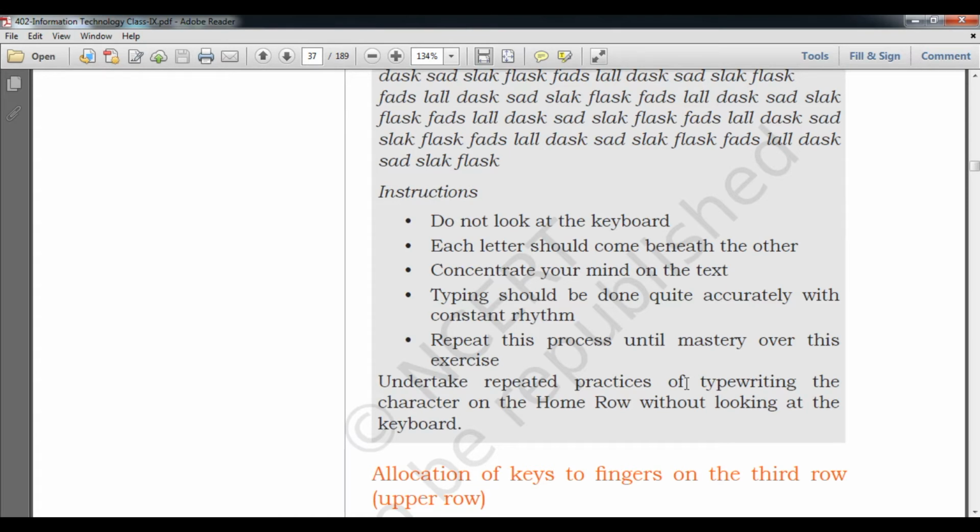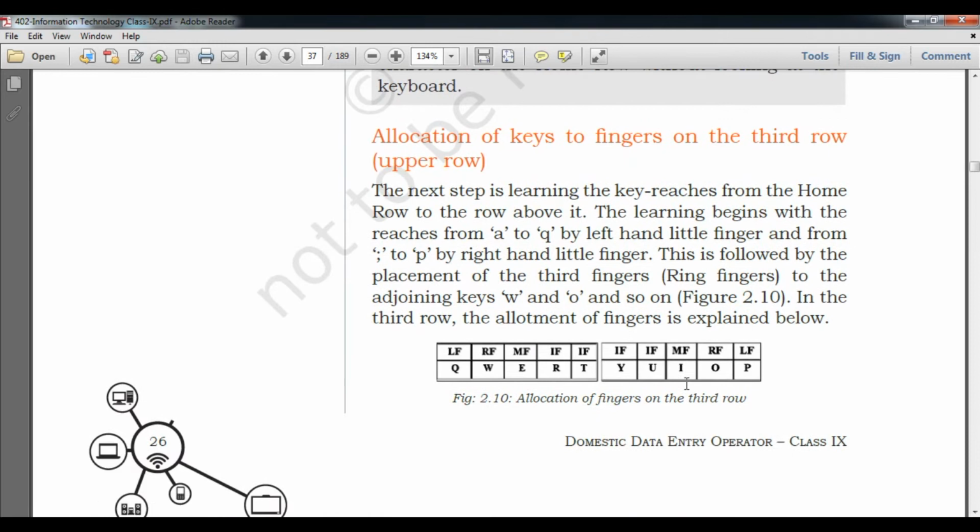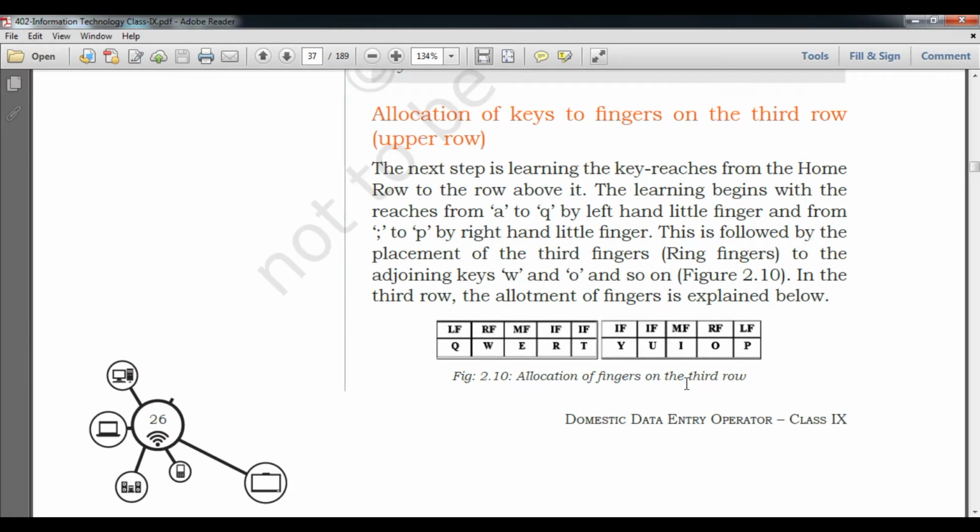So the allocation of fingers on the third row, the top row or upper row. You can see this figure: QWERT and YUIOP are known as the upper row. Here are the little finger, ring finger, middle finger and index finger, which will be allocated at the time of typing. In the same way, at Y the index finger is placed, at U the index finger, at I the middle finger, at O the ring finger, and at P the little finger. In such a way you will type the content, and if the shift key needs to be pressed.